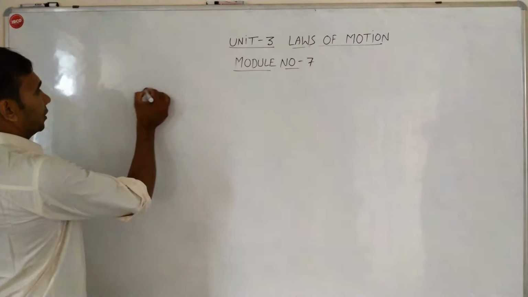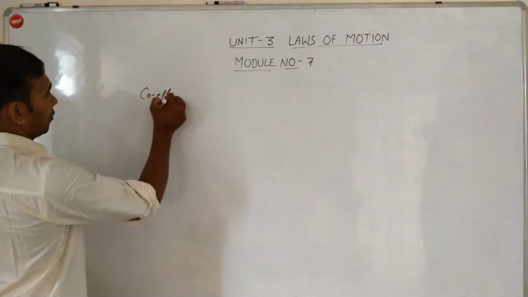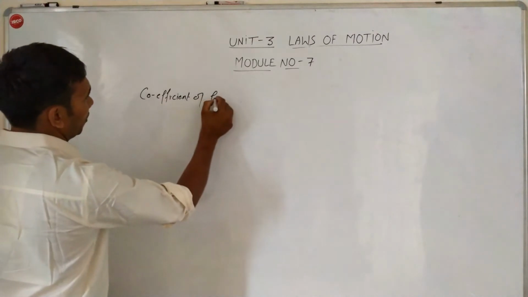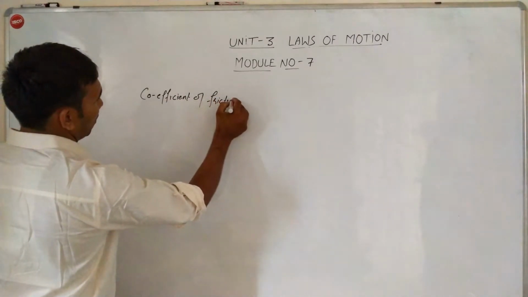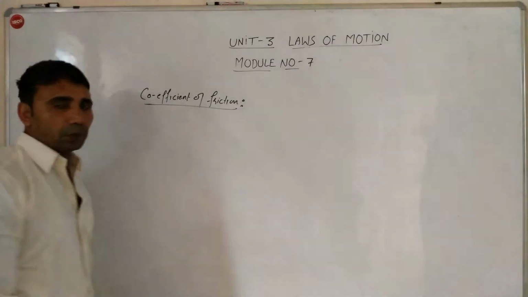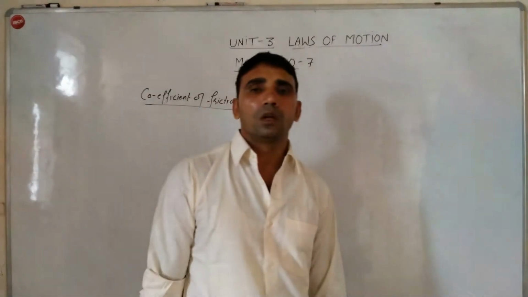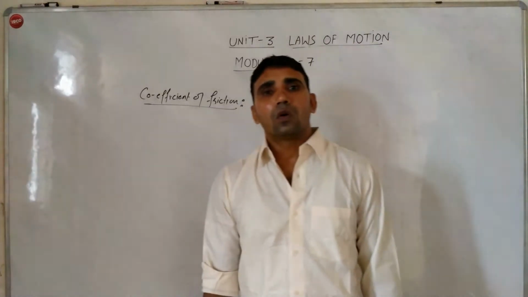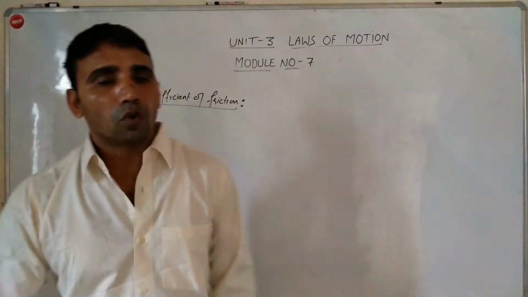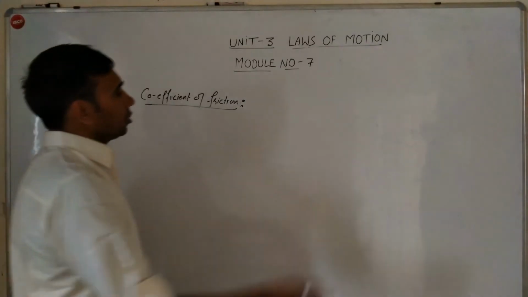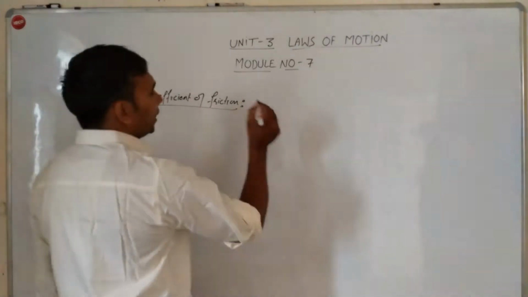Coefficient of friction. Coefficient of friction is defined as the ratio of force of friction to normal reaction. Coefficient of friction we have already discussed.